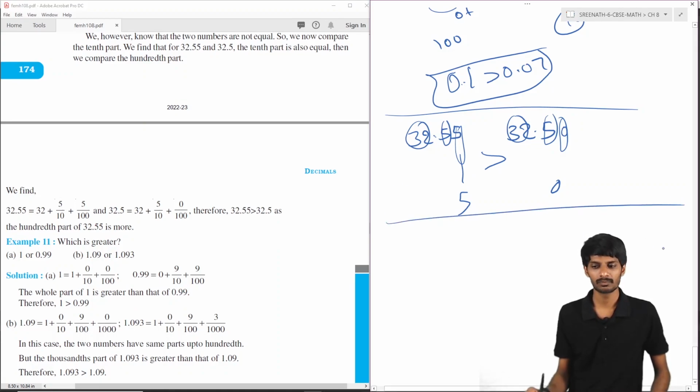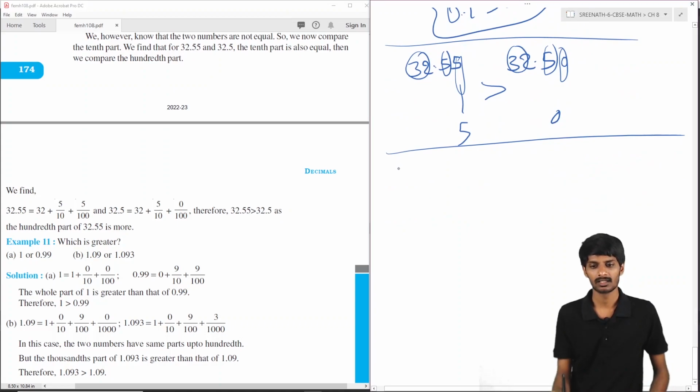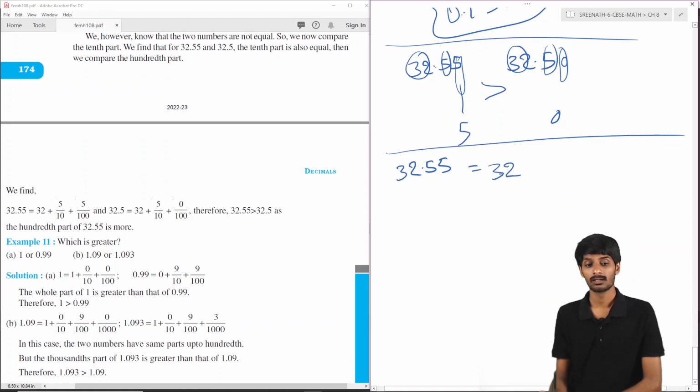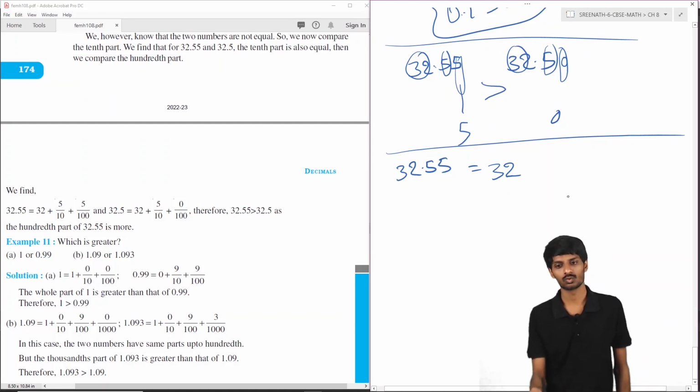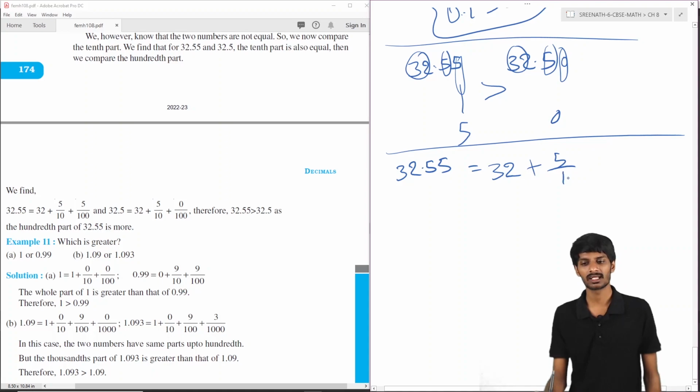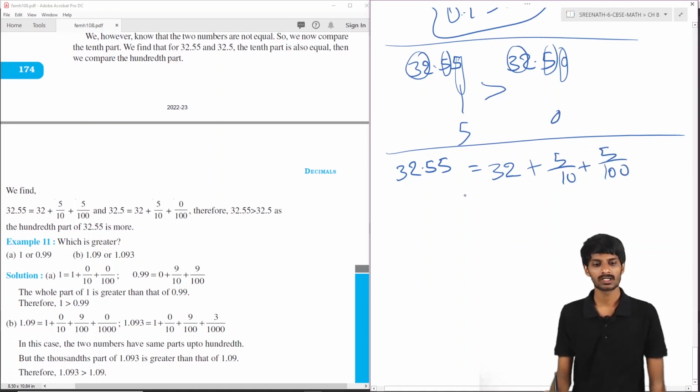If you write them in numerical ways, 32.55 means how many tens? That is 3 tens and 2 ones. That is 32 plus how many 10ths? 5 10ths. How many 100ths? 5 100ths. Okay students, like that.